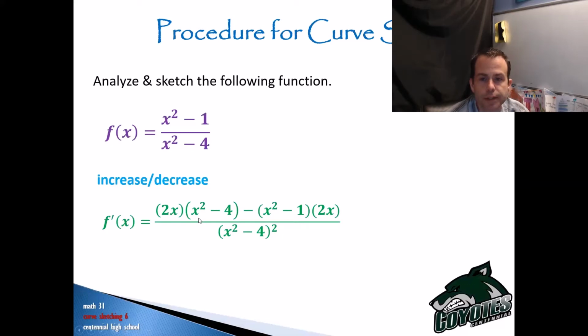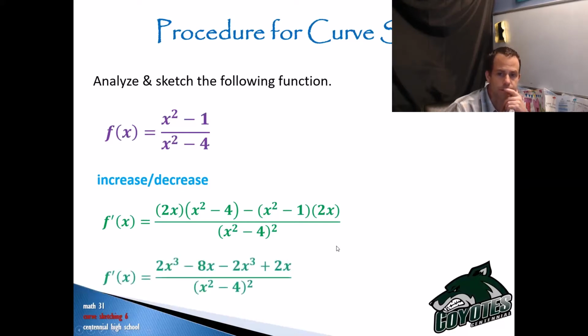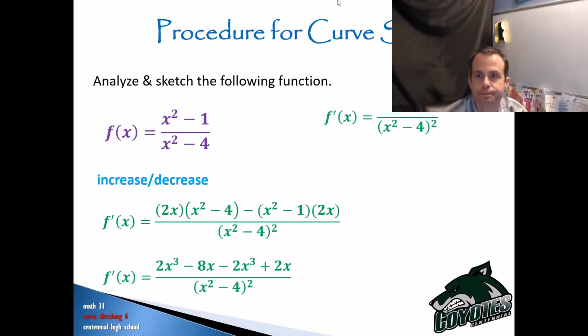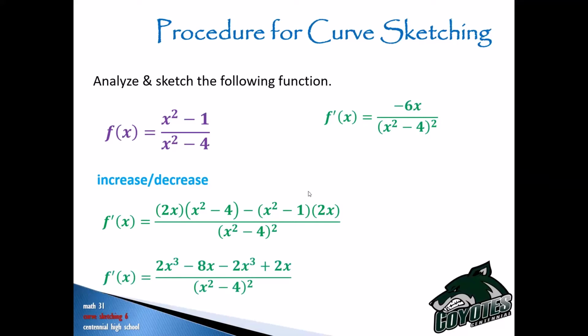Okay, so this is now going to become 2x cubed minus 8x. And this will be, I'm just going to count this as negative 2x. So that'll be negative 2x cubed plus 2x. Okay, and so then I end up with negative 6x over x squared minus 4. Okay, just in case my head hid that, it's right here.